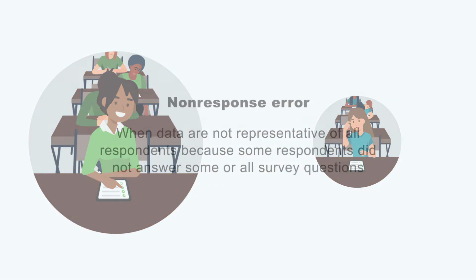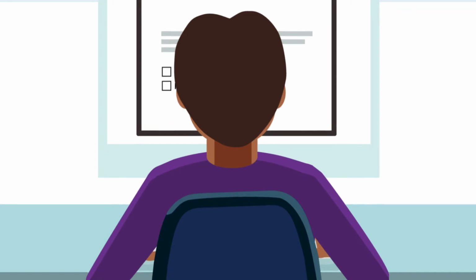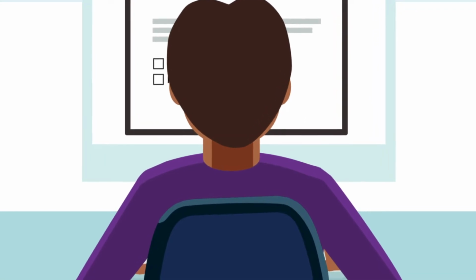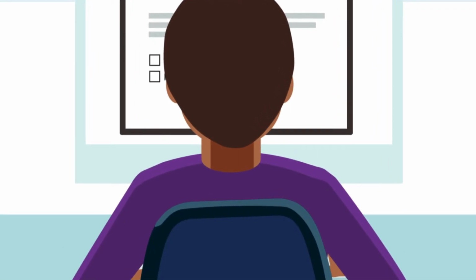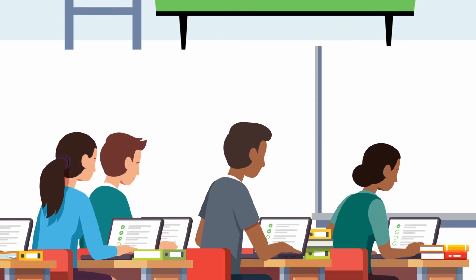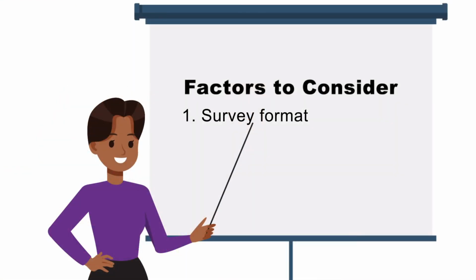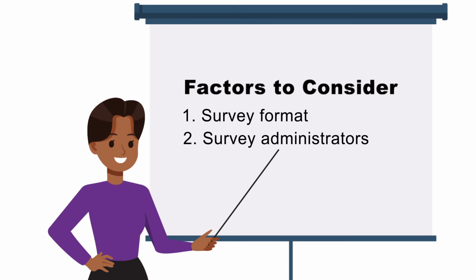The group that is less likely to complete the surveys could then be underrepresented in her survey sample. This is commonly known as non-response error, when data are not representative of all respondents because some respondents did not answer some or all survey questions. Because Sam's program is delivered in person and virtually to accommodate the students, Sam decides to create online surveys that could be administered virtually to individual students on their own time or in person to groups of students in a classroom.